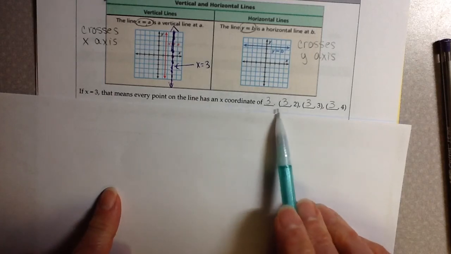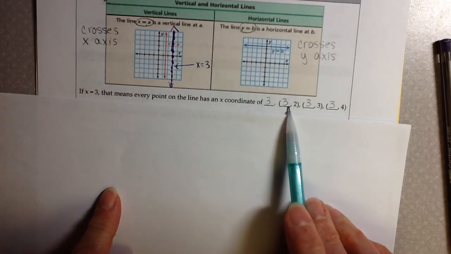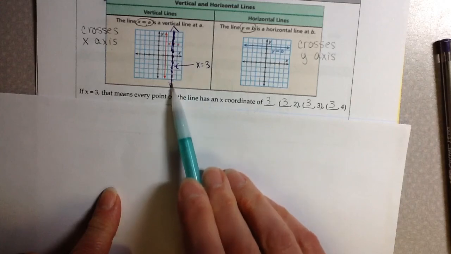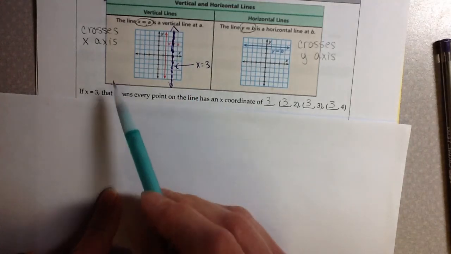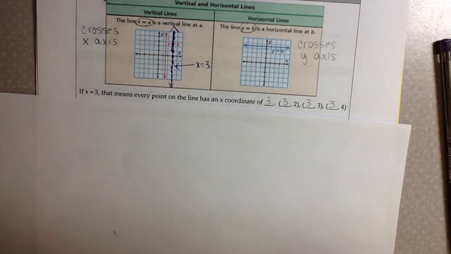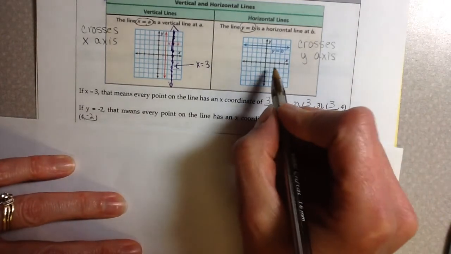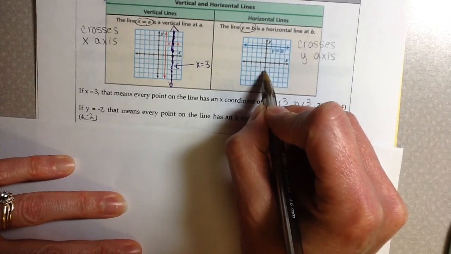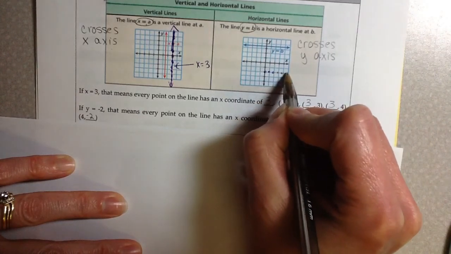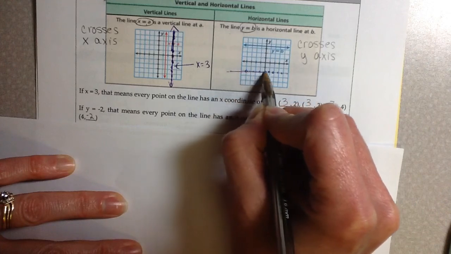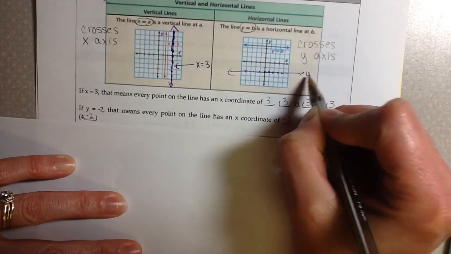If I go to 2, there's an x coordinate of 3. If I go to 3 for y, x coordinate of 3. So for every single point on this line, the y coordinates are different, but the x's are not. I only need to say x equals 3, and that's enough to tell me what that line looks like. Same thing with y. If I say y equals negative 2, y is always going to equal negative 2, no matter what the x coordinate is. That's enough to give me this line, y equals negative 2.